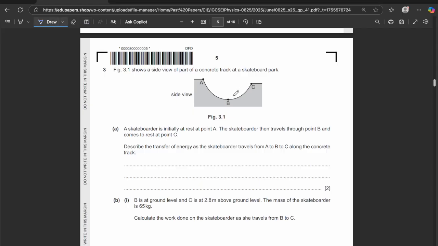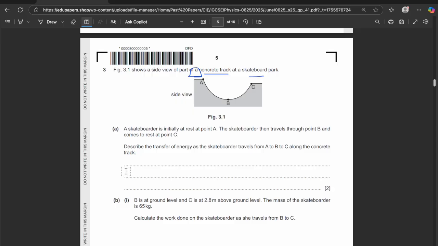So firstly, this is the initial point. If we are at a height somewhere like up there, then we have gravitational potential energy. As it moves, this GPE will be transferred to kinetic energy. Because it is moving across a concrete track, there will be some friction which has to be overcome, and that will be transferred to thermal energy as well. So that's why it can't really move up to here, because some of the energy is lost to thermal energy.